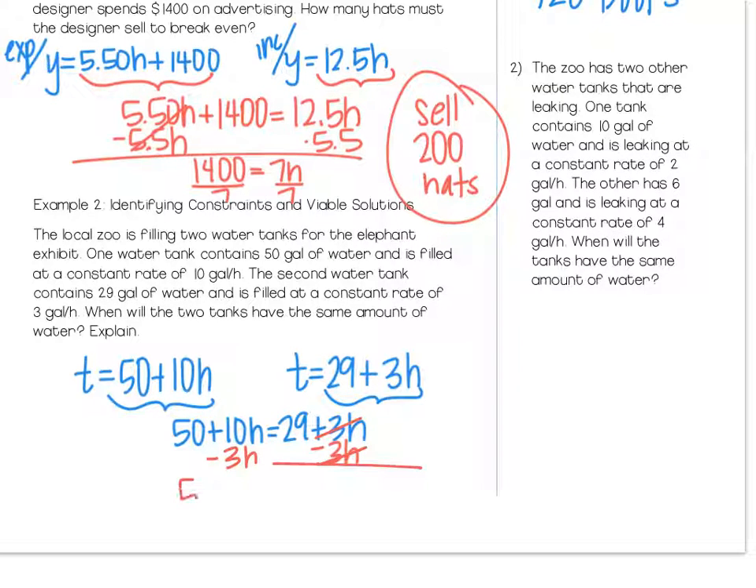And we get 50 plus 7H equals 29. Subtract 50 from both sides, and we get 7H equals negative 21. We divide both sides by 7, you get H equals negative 3, which means it has to fill for negative 3 hours. Is that possible? No, because you can't have negative 3 hours.